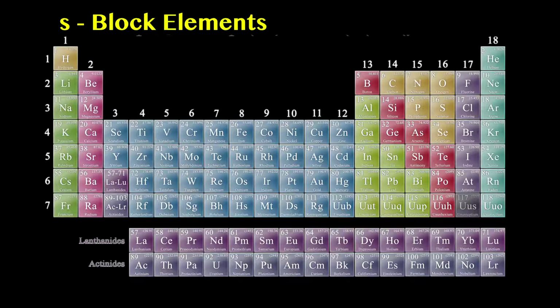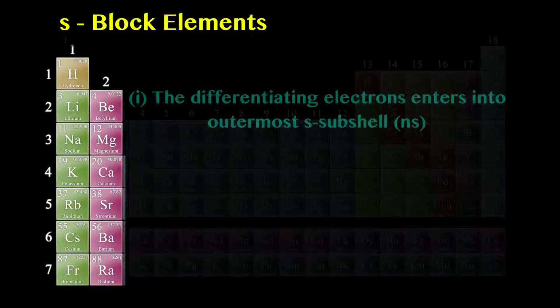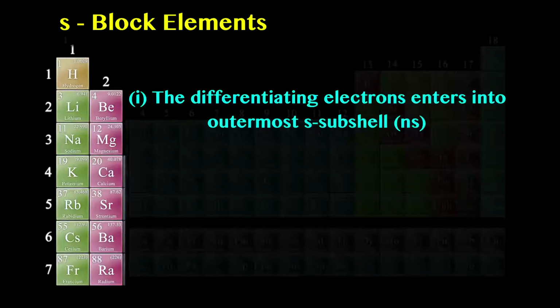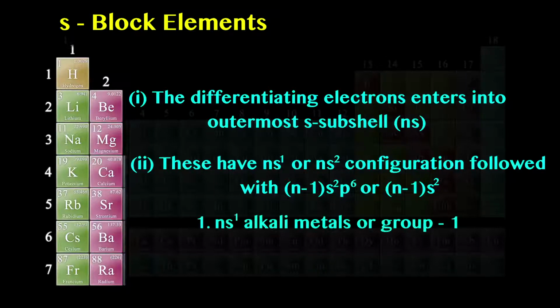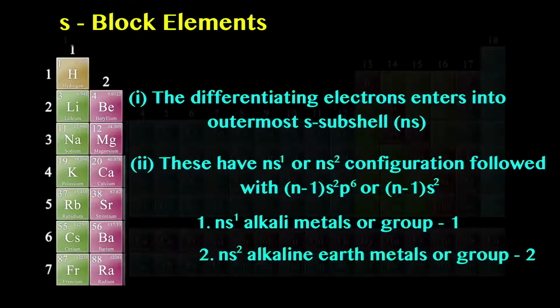S block elements: these first two groups are called s block elements. In these, the differentiating electron enters the outermost s shell, that is ns1 or ns2. These have ns1 or ns2 configuration preceded by (n-1) s2 p6 or (n-1) s2. This is in the case of lithium and beryllium. ns1 is for alkali metals and ns2 is for alkaline earth metals.